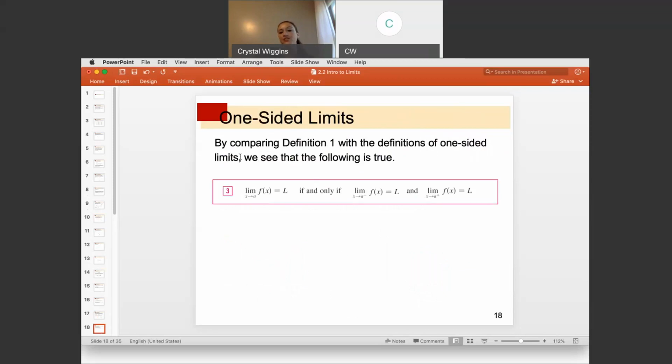By comparing definition 1 with the definitions of one-sided limits, we can see the following is true. The limit will exist with no direction given if and only if the left and the right limits are the same. They approach the same value. So again, we can have a left limit that exists even though it's different from the right. We can have a right limit that exists even though it's different from the left. But if we have a non-directionally labeled limit, the left and the right must be the same in order for the overall limit with no direction indicated to exist.